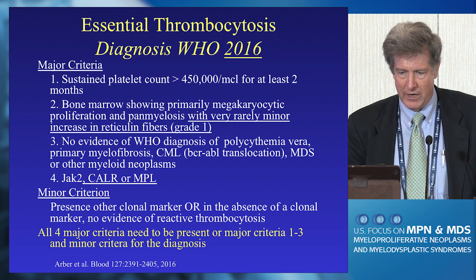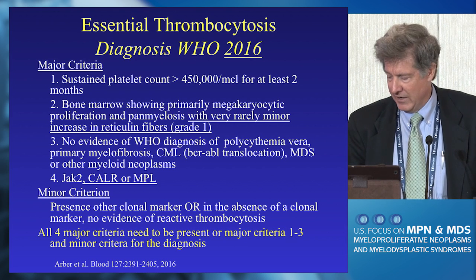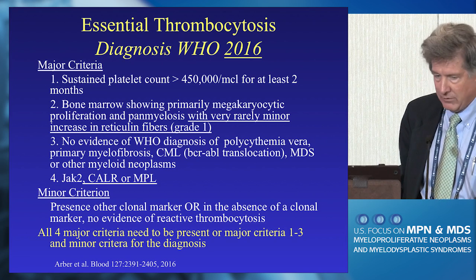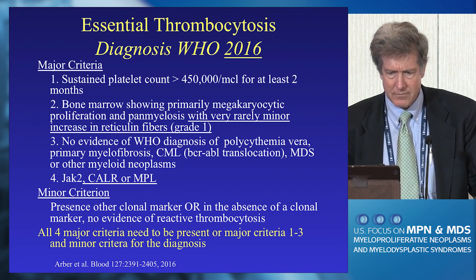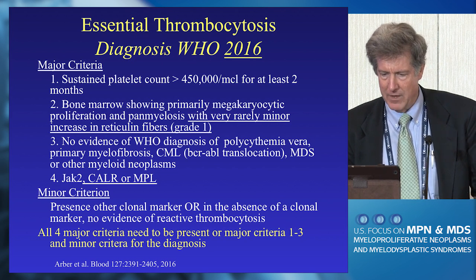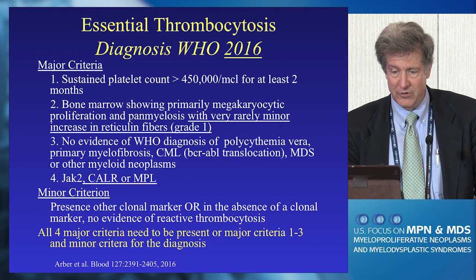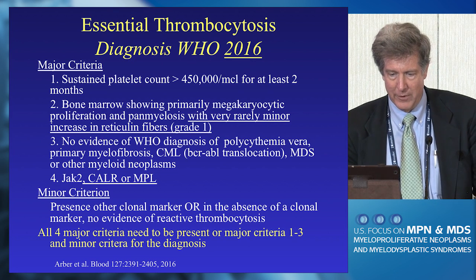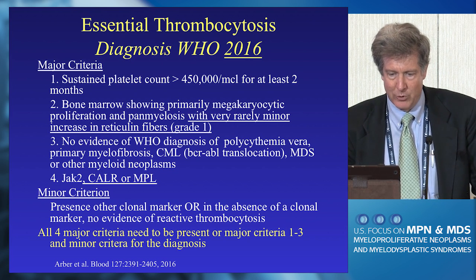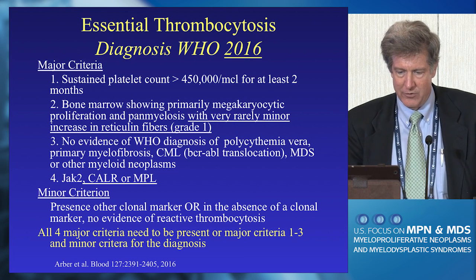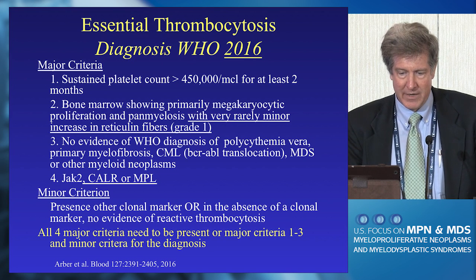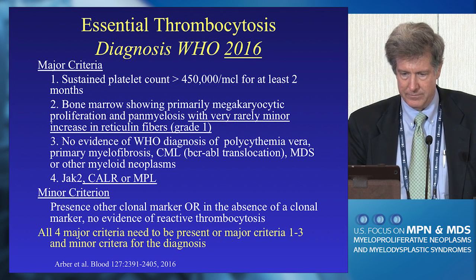Again, exclusion of the other MPNs, and they have updated the molecular genetic findings to include the finding of calreticulin mutation, or MPL. And as a minor criterion, they have noted that other clonal markers can be present, or in the absence of other clonal markers, no evidence of reactive thrombocytosis. And in order to establish the diagnosis, you need either all 4 major criteria or the first 3 major criteria and the minor criterion.